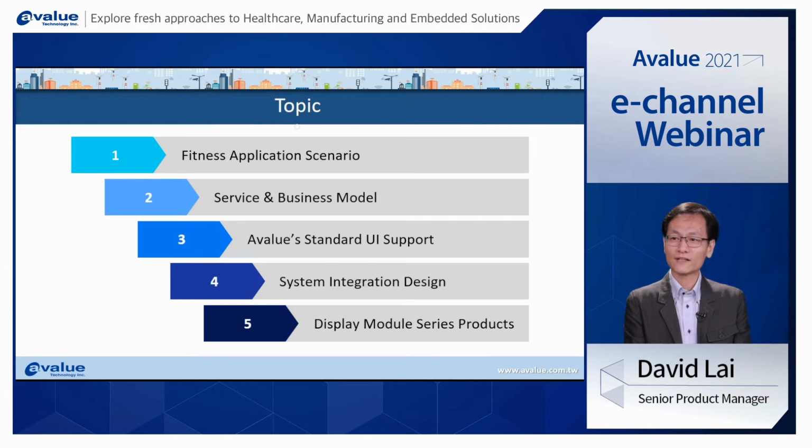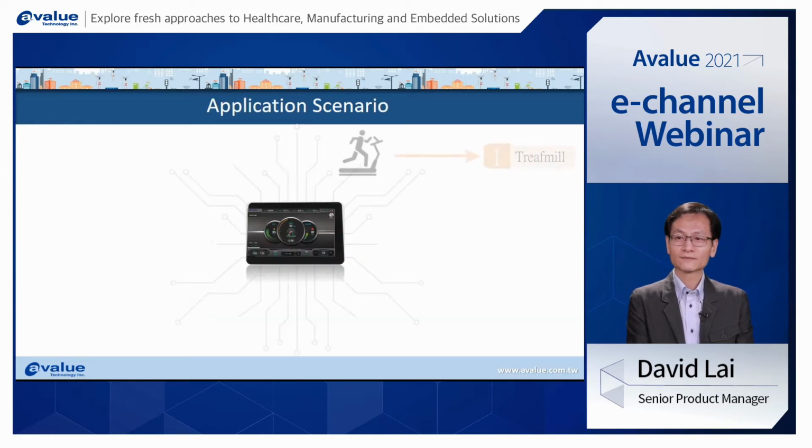Our topic has five items today that we'd like to share with you. Those will be fitness application scenario, our service and business model, how many Avalue standard UI types we can offer customers, system integration design for fitness console, and our display module products.